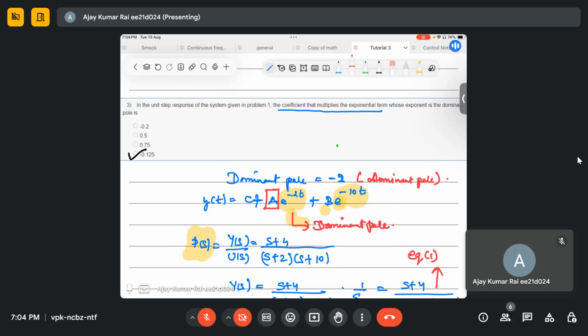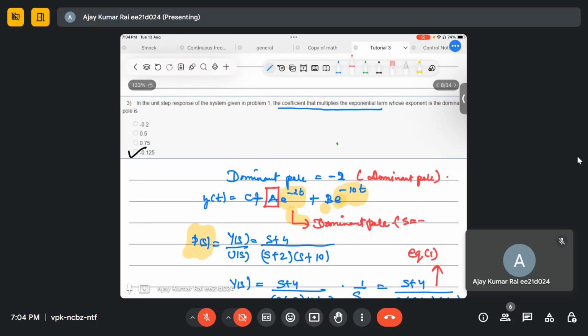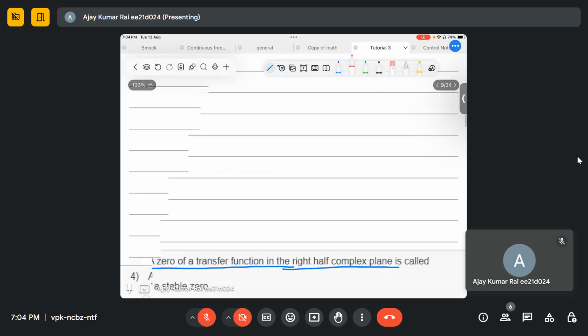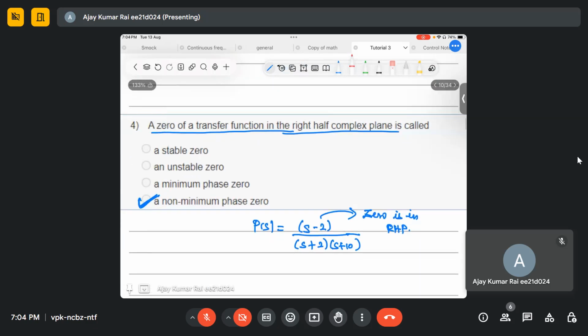So the exponent of the dominant pole, minus 2 was the dominant pole, is e raised to power minus 2t and its coefficient is a. That's what you have to find out. In question number 4, a zero of a transfer function in the right half complex plane is called, so it's a theory question, a non-minimum phase zero. Okay, because of the zero present on the right hand side. So any doubt in this?